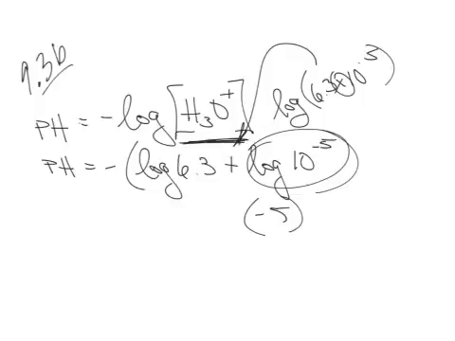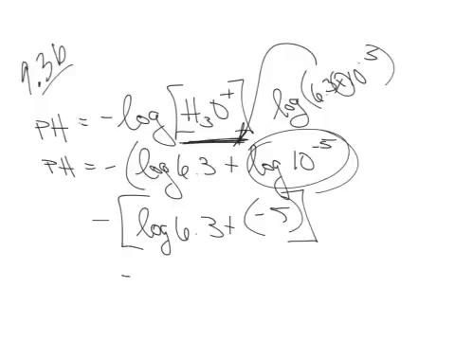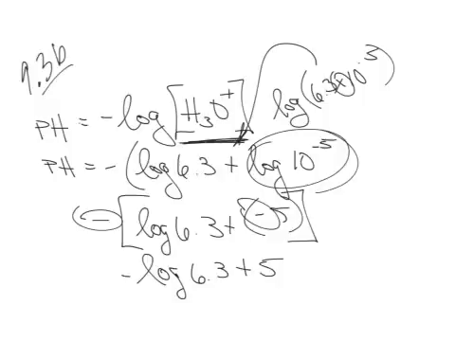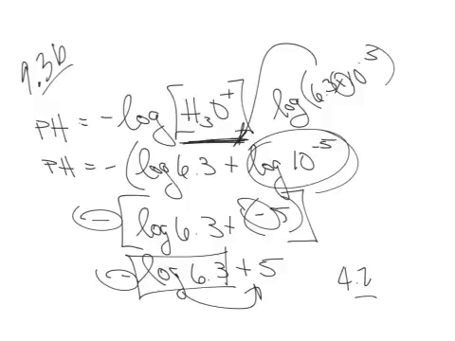And we've got log 6.3. And we have a negative sign out there. So if we distribute that negative, we get negative log 6.3 plus 5, because this and this give me a plus 5. Then I can just take the log of 6.3, take the negative of it, add 5, and I get a pH of 4.2. And if I look at my sources in example 2, something with a 4.2 pH is a poor fen.